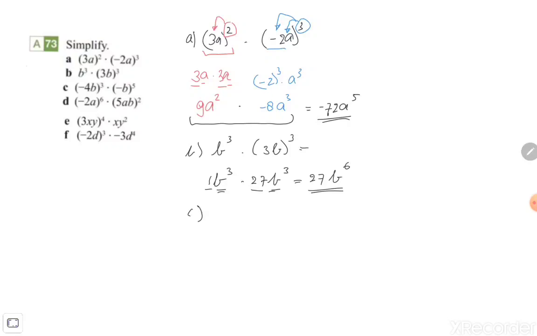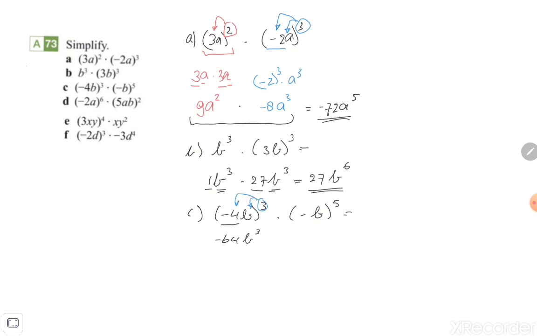Exercise C. Inside the brackets, minus 4b to the power of 3 multiplying with minus b to the power of 5. Alright, so first part is minus 4 to the power of 3. So that's minus 4 times minus 4 times minus 4. So that's a negative number, minus 64. Now b to the power of 3 is just b to the power of 3.